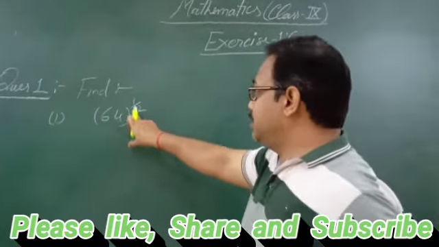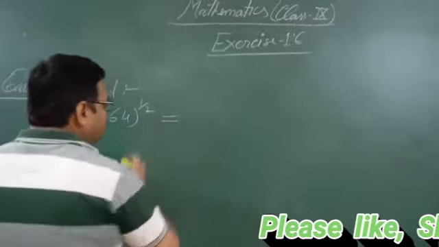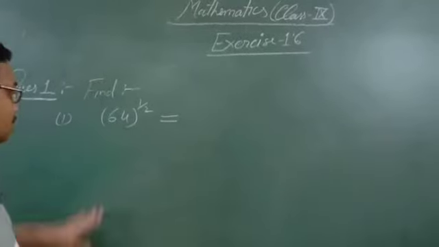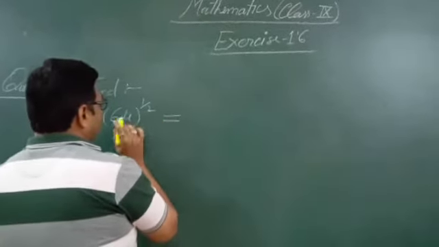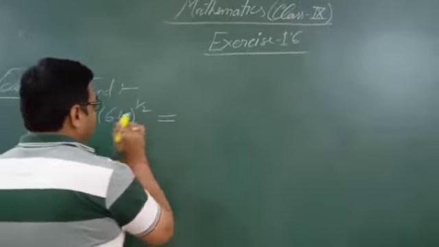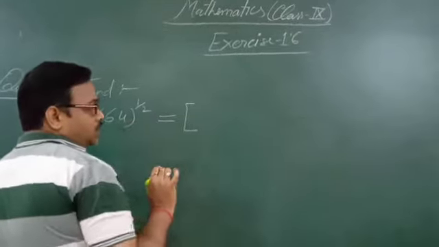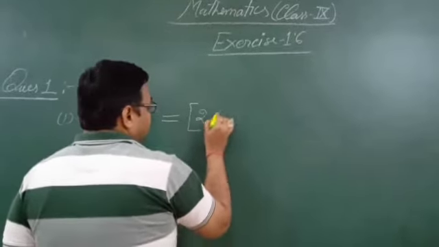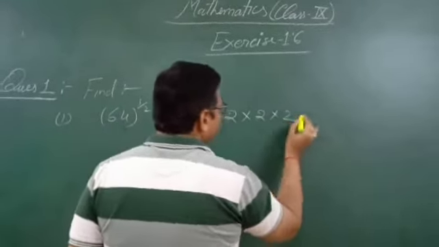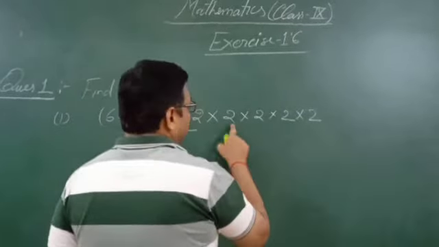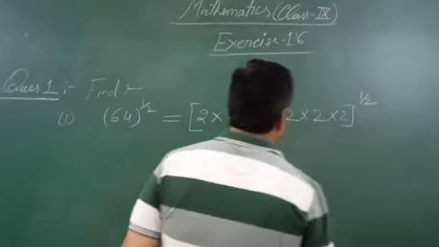Here the power is given in fractions, but the rules you will apply are the same as you did in class 8th. In the similar manner you will apply the rules. So first of all, to find out the value of this term, we will write 64 in its prime factors: 2 into 2 into 2 into 2 into 2 into 2, take whole to the power 1 upon 2.